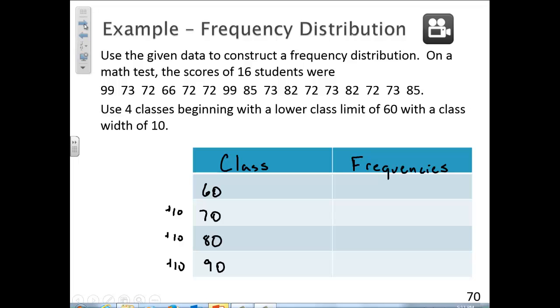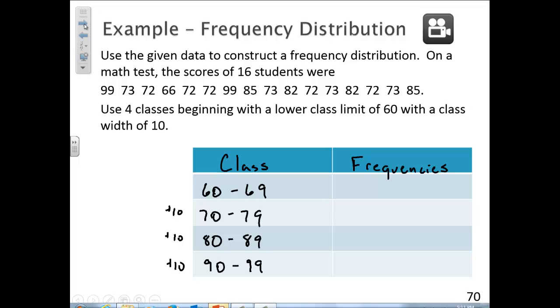Now we have to determine our upper class limits. The unit that is right below 70 is 69. So that's going to be our upper class limit for our first class. 60 to 69, 70 to 79, just following that pattern, 80 to 89, and then 90 to 99. So we've determined our 4 classes. Now we need to decide what our frequencies are.